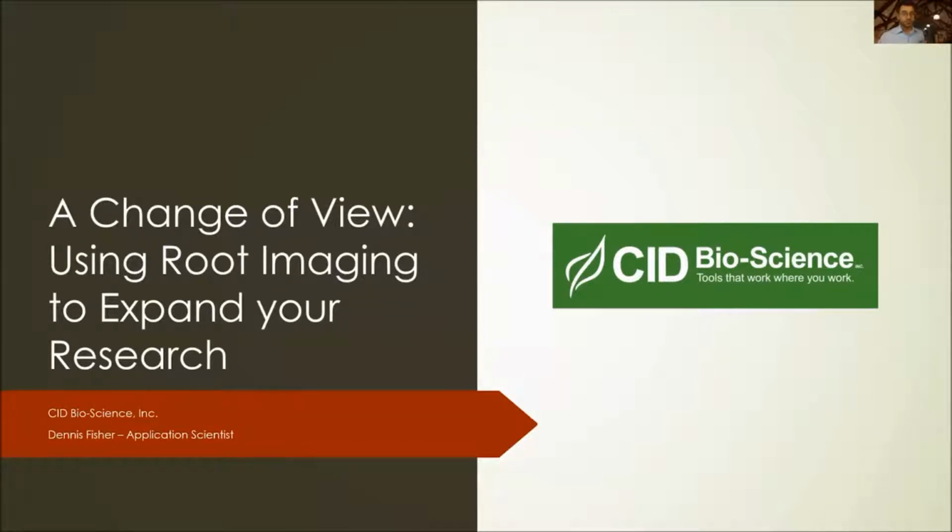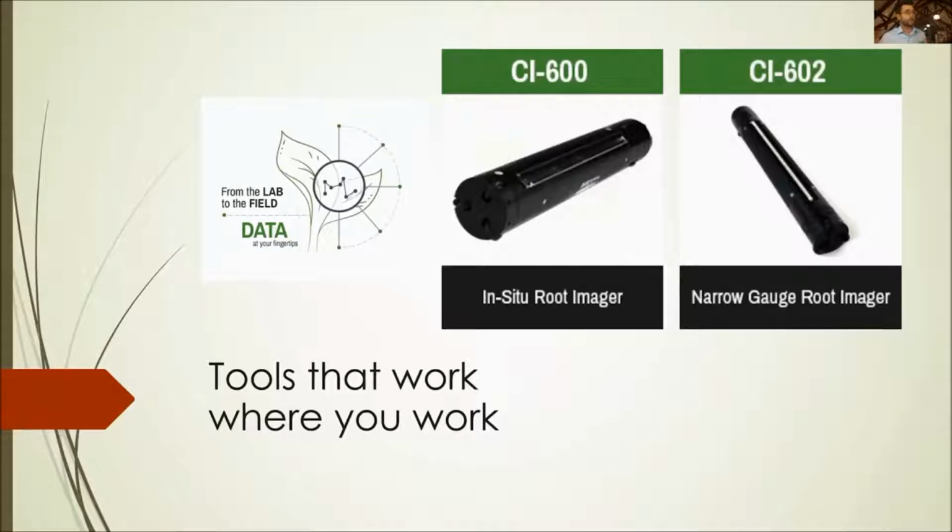So to get started, we'll be covering the CI 600 and CI 602. Now, the 600 has actually been around for about 10 years and is an in-situ root imager. And the 602 has just been developed as of last year using more recent technologies, being able to diminish the size of the root imager, but still keep it so that it can be applicable out in the field in already established tubes.